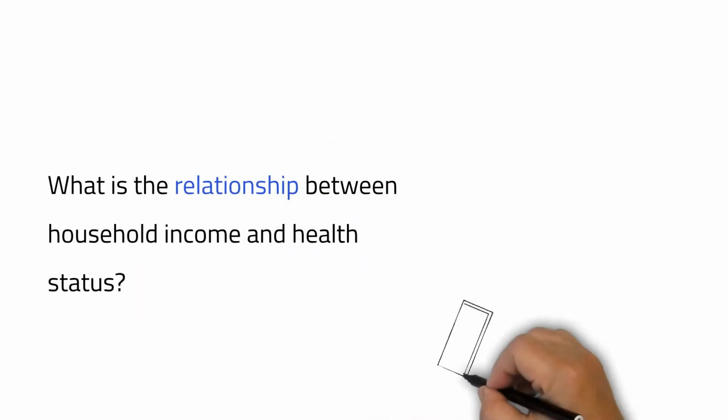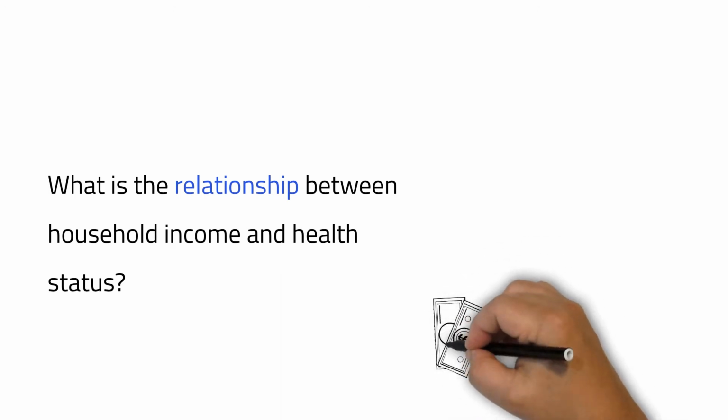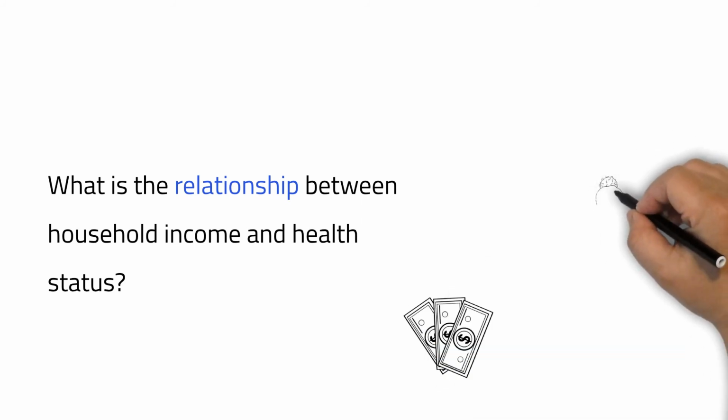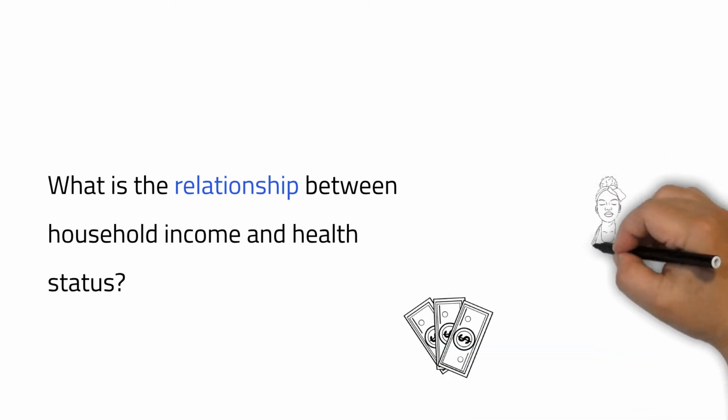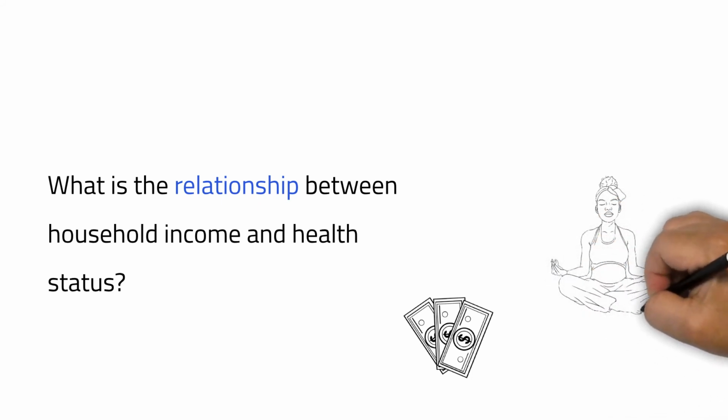Finally, let's look at an example where we're trying to study the relationship or association between two variables. In this case, we're looking at household income and how it is related to health status.